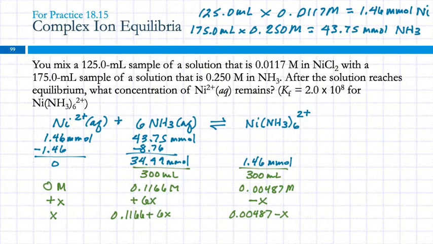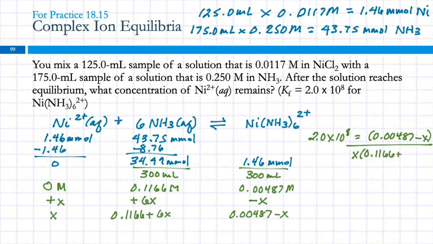So my equilibrium constant is 2.0 times 10 to the 8th. That equals my product, 0.00487 minus x, divided by x and 0.1166 plus 6x. And what's the power on that? To the 6th. Yikes, right?